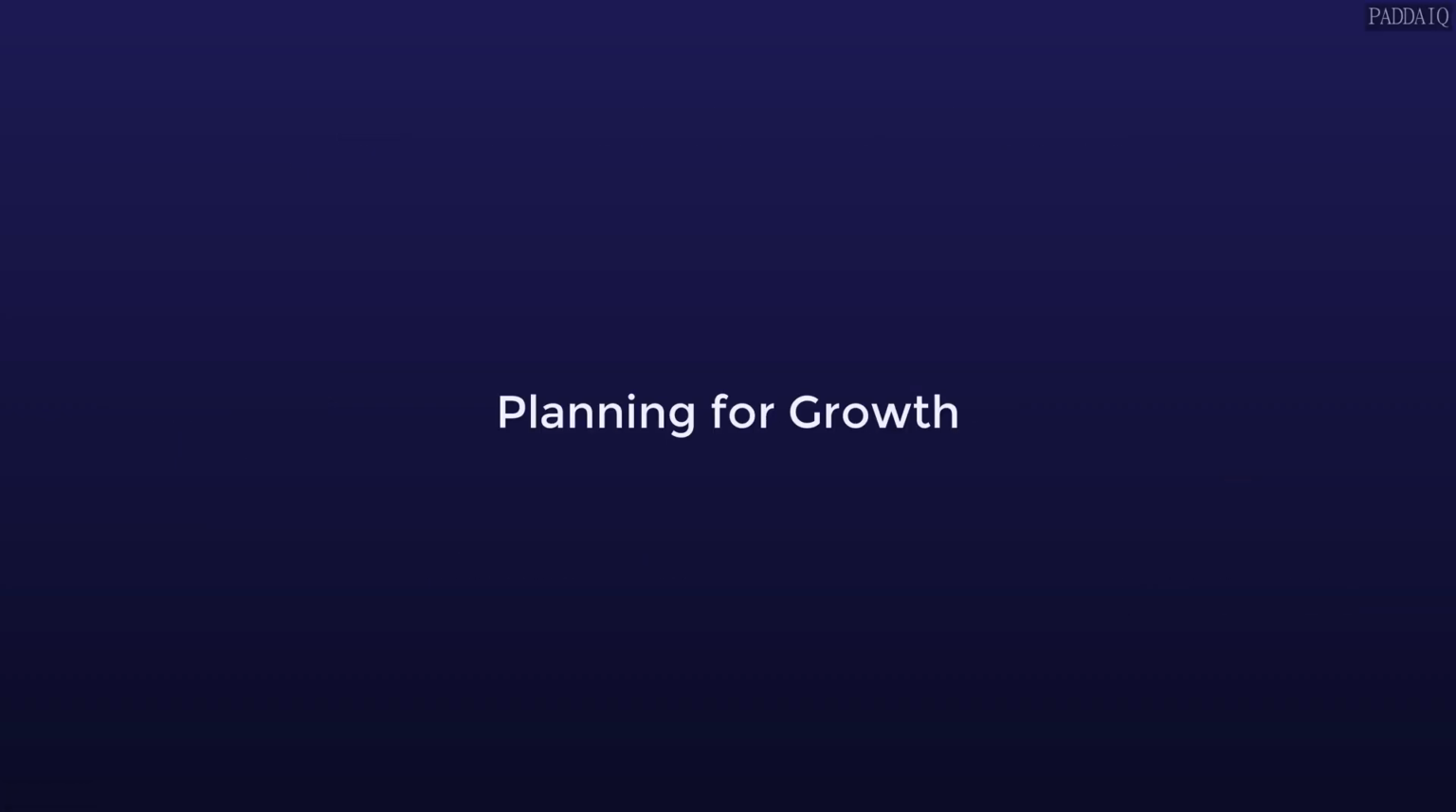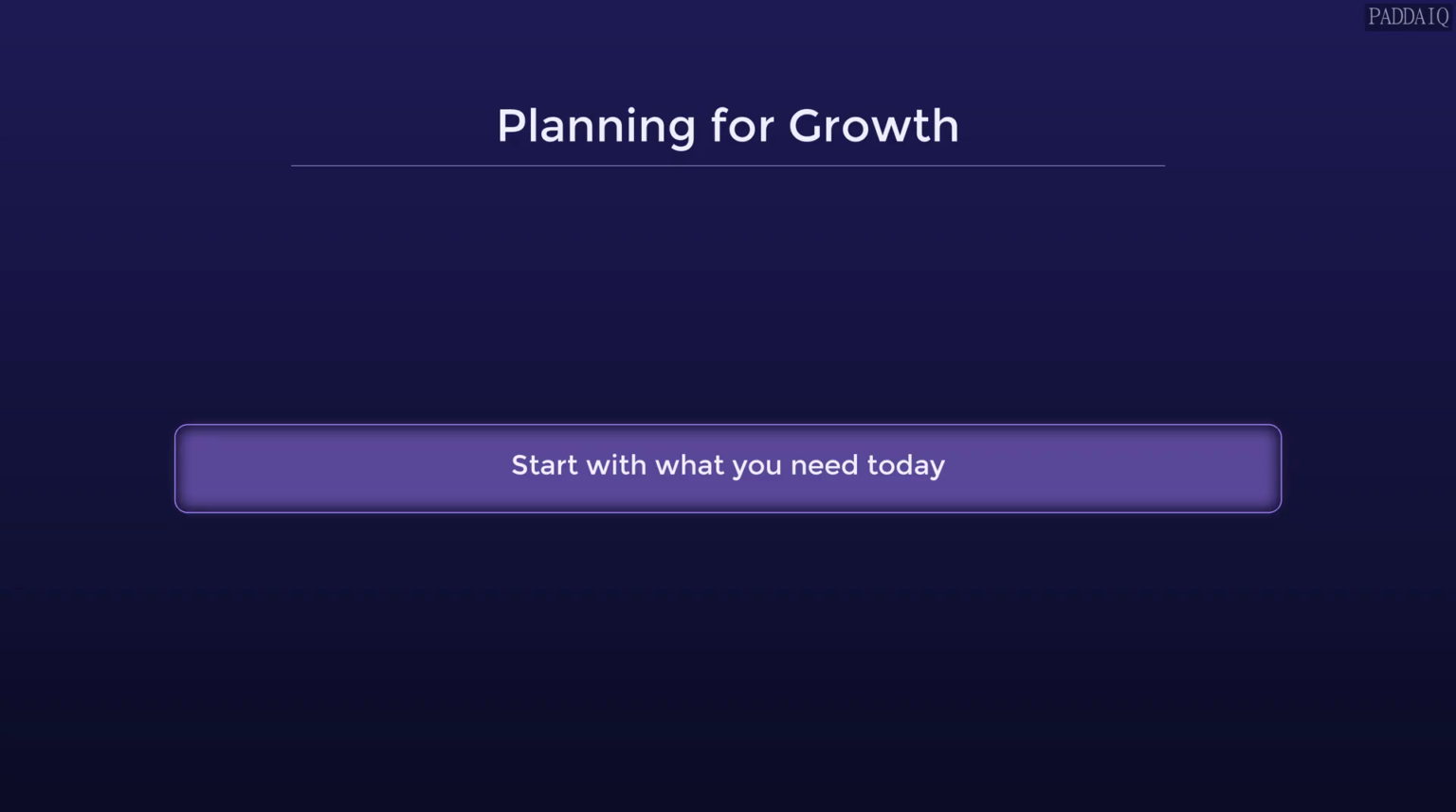Strategic planning for scalable business growth. Start with what you need today. This means implementing only the essential BTP services your current business requires, not overbuilding for future possibilities. For instance, begin with SAP Build apps for one mobile workflow rather than developing multiple applications simultaneously. This focused approach ensures faster implementation and immediate value while building a solid foundation for future expansion.